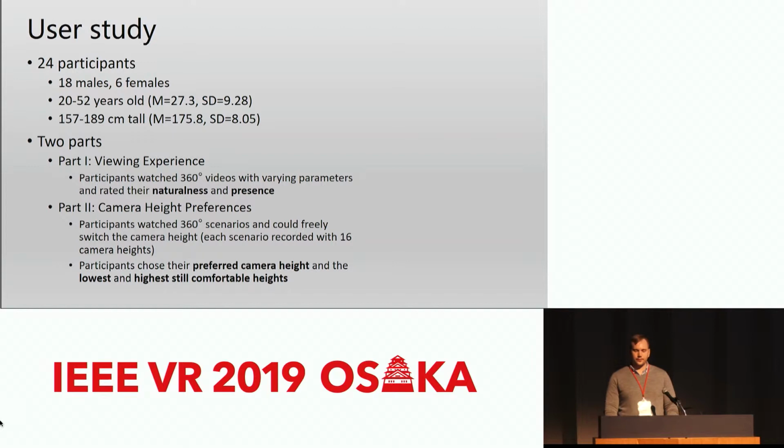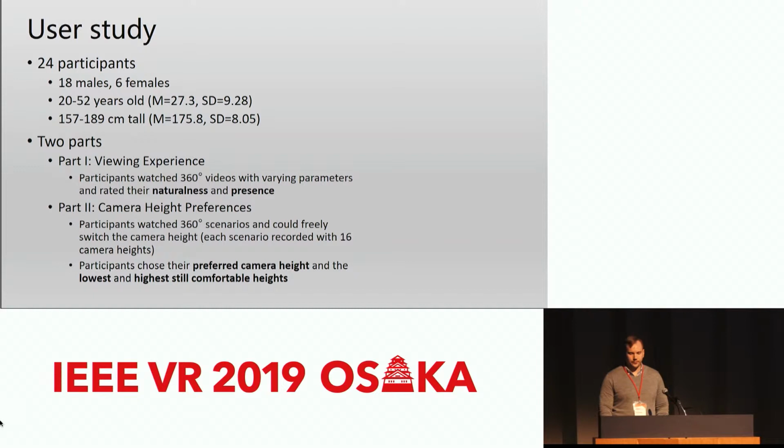In order to gain sufficiently comprehensive results, our study setup was relatively complex. The study was split into two parts, both of which were completed twice. In part one, participants watched 360 videos with varying parameters and rated their naturalness and presence. In part two, participants watched 360 scenarios and could freely switch the camera height using a controller. This was made possible by recording each scenario at 16 different camera heights. This way, participants chose which camera heights they preferred.